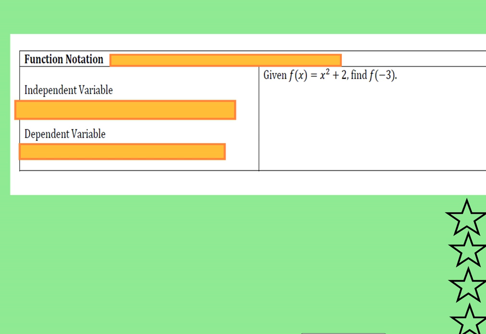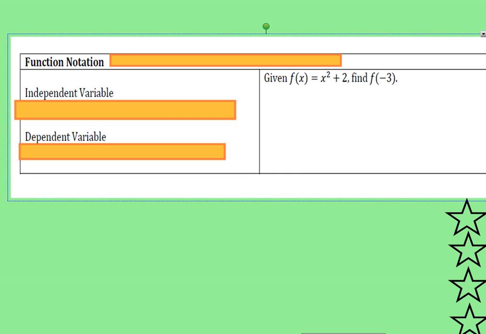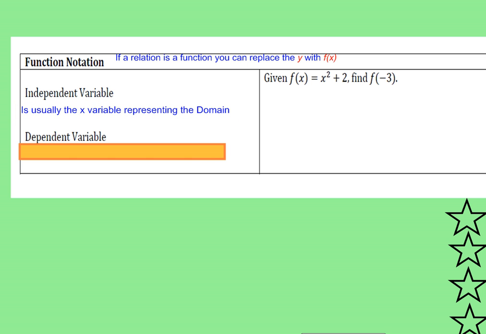Function notation is what we use in algebra to write things. So function notation is going to be a relation when you can replace the y with f of x, and that's basically naming the function. All right, your independent variable is usually the x. Your dependent variable is the y.